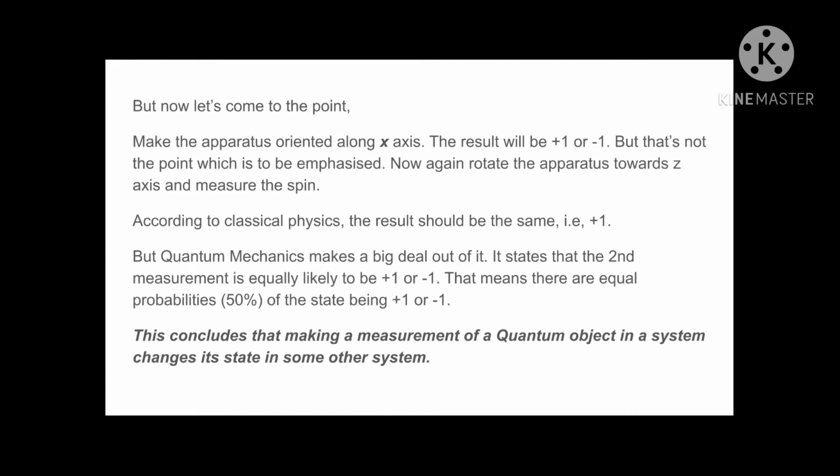This is where we find the difference between classical mechanics and quantum mechanics. And this concludes that making a measurement of a quantum object in a system changes its state in some other system. That means while we are measuring a quantum object in a system or with respect to a system, it changes something in some other state or other system. So that's a very crucial principle of quantum mechanics, and let us continue with the topic quantum propositions.